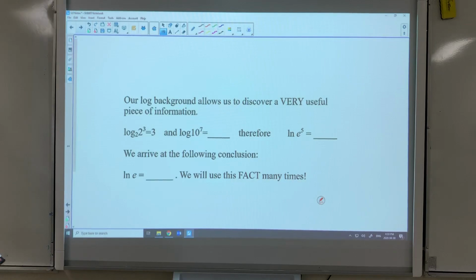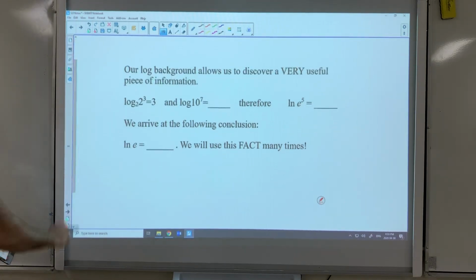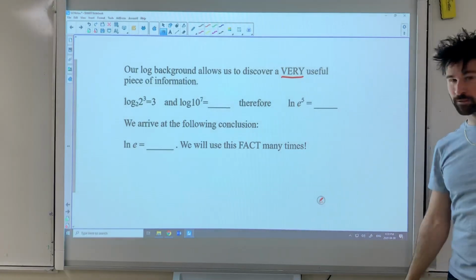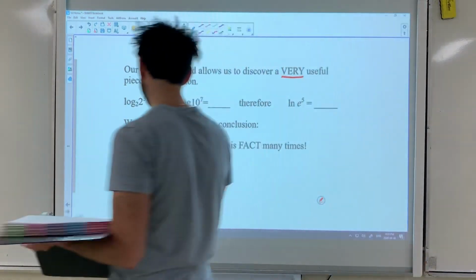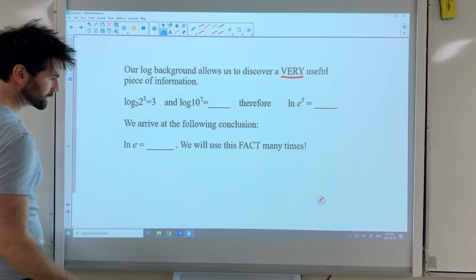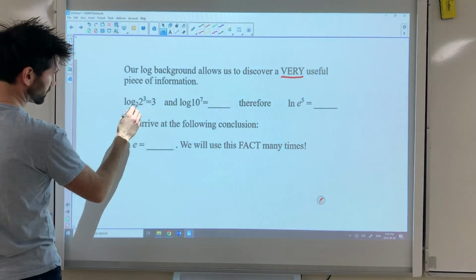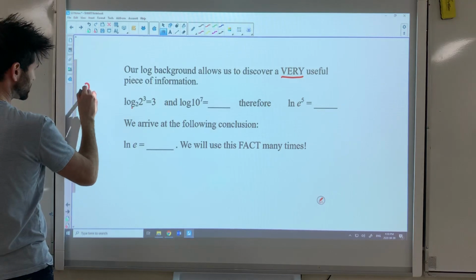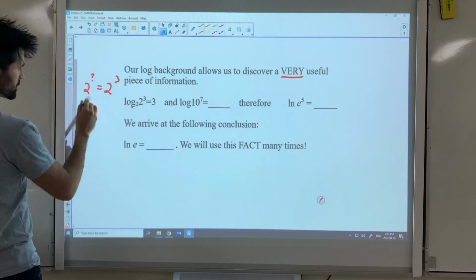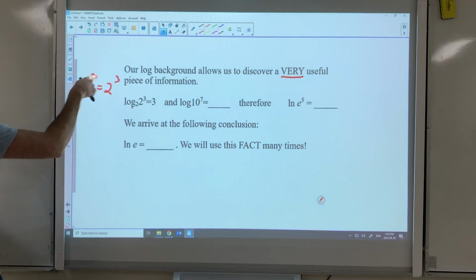Okay. Couple more conclusions that are going to be important for us. So our log background allows us to discover a very useful piece of information. Watch this. So we know that if we have log base 2 of 2 to the 3, the answer is 3. Let's check. Use the definition of a log. It would be the base raised to some power has to equal the argument, right? So same base, the answer is the exponent.